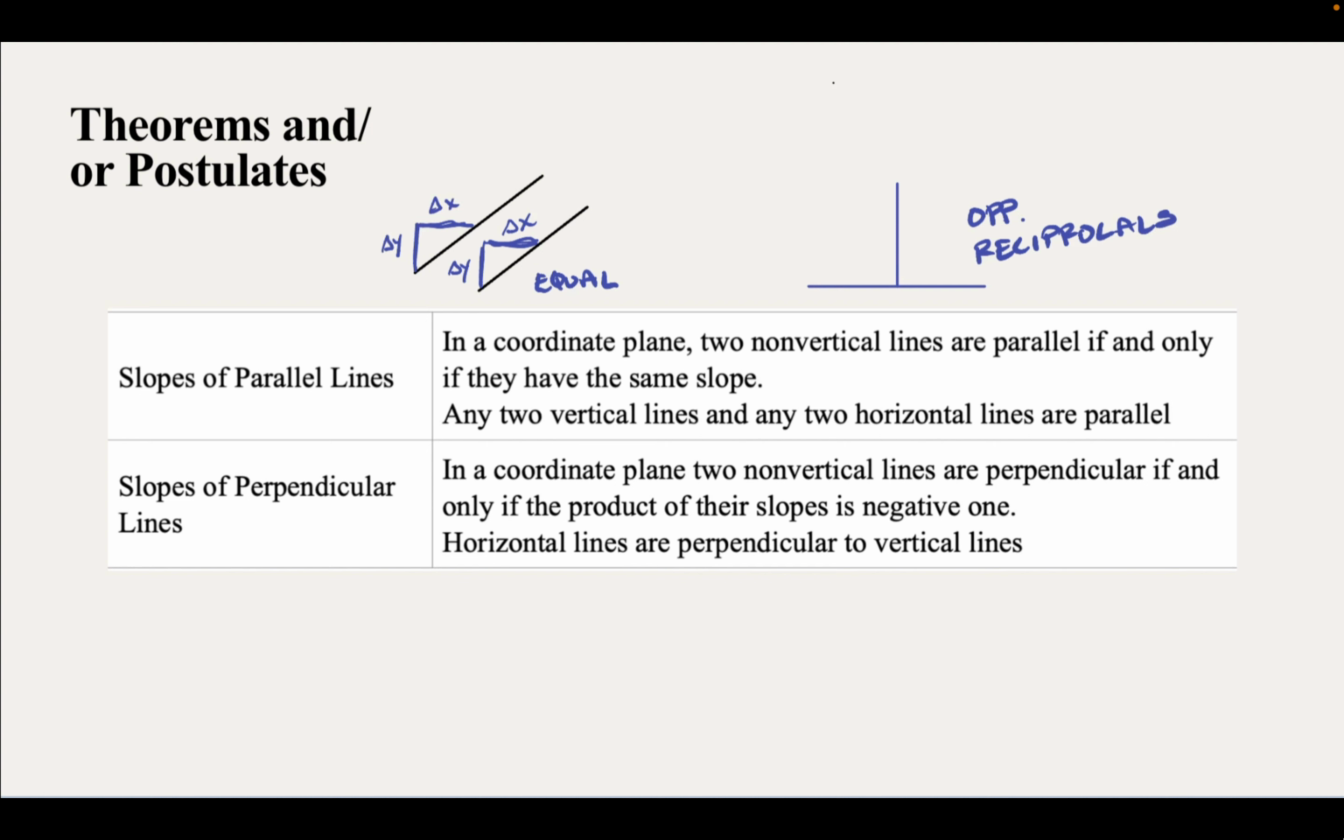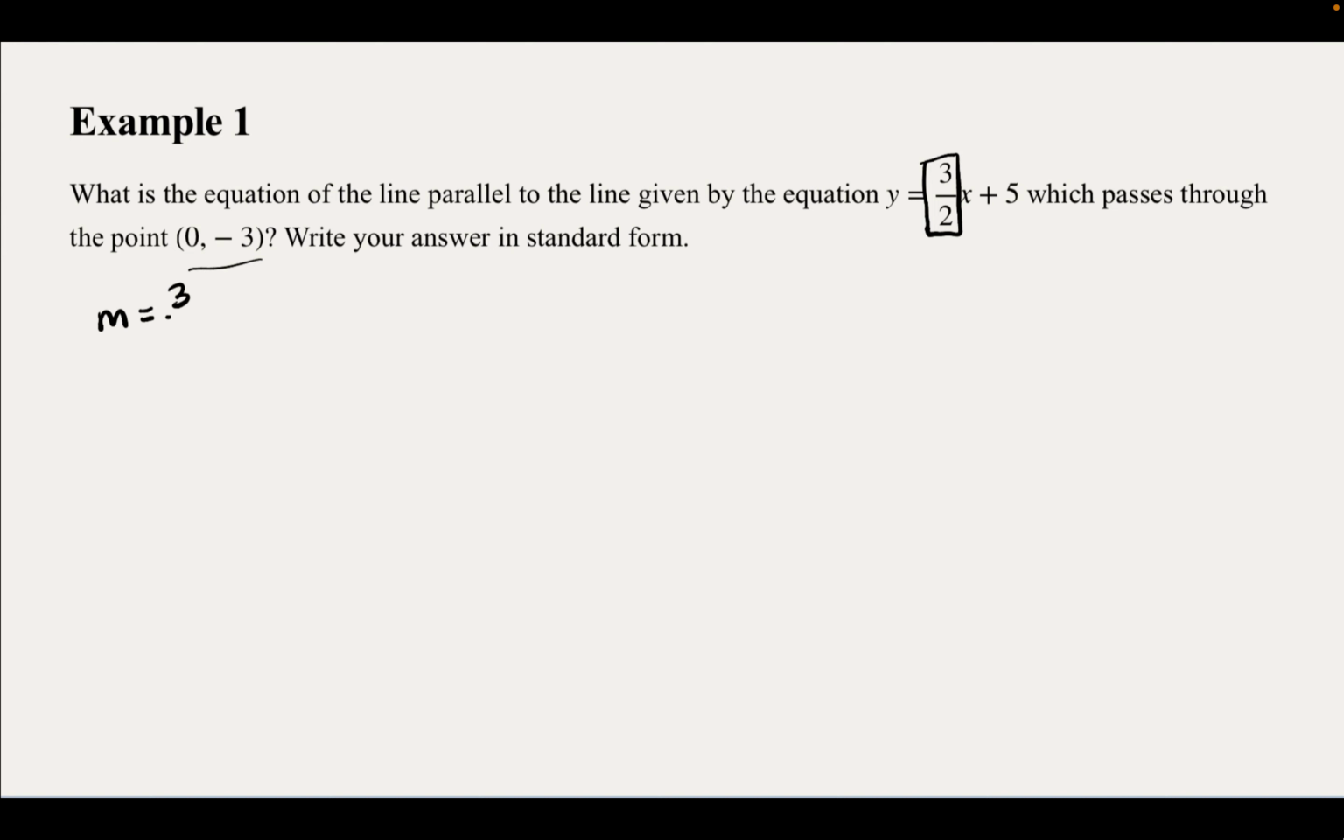First example, what is the equation of the line parallel to the line given by this equation, which passes through the point 0, -3? Write your answer in standard form. I have the equation of the original line, and I have a point. Let's just start off with that original line. The equation is y equals 3 over 2x plus 5. This is the current slope. If I want the line parallel to that, I know that my slope has to be the same. So the slope of the line parallel is going to also be 3 over 2.